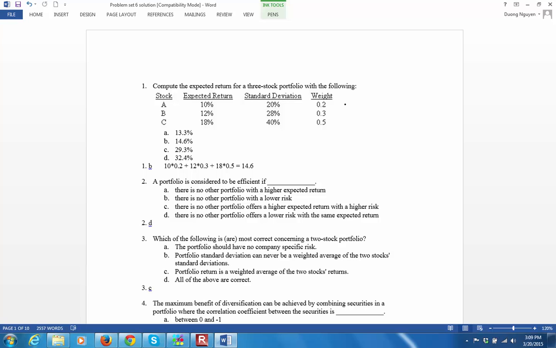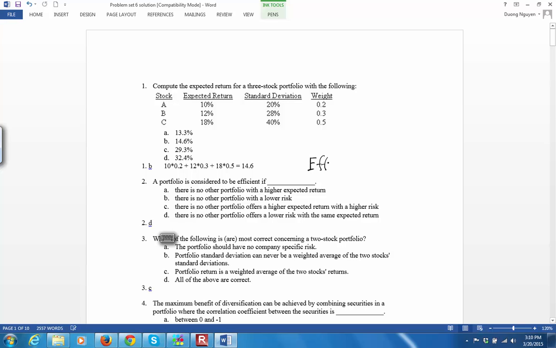Okay, so basically the return of the portfolio is a weighted average. You multiply the weight with the return of each individual stock and you sum them up. So 20%, which is the weight of A, times 10%, plus 30%, which is the weight of B, times 12%, which is the return of B, plus 0.5, which is the weight of C, times 18%, and that equals 14.6%.